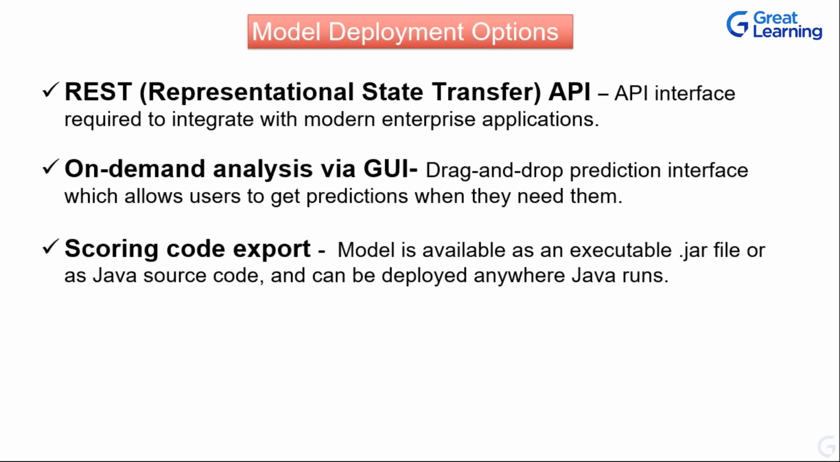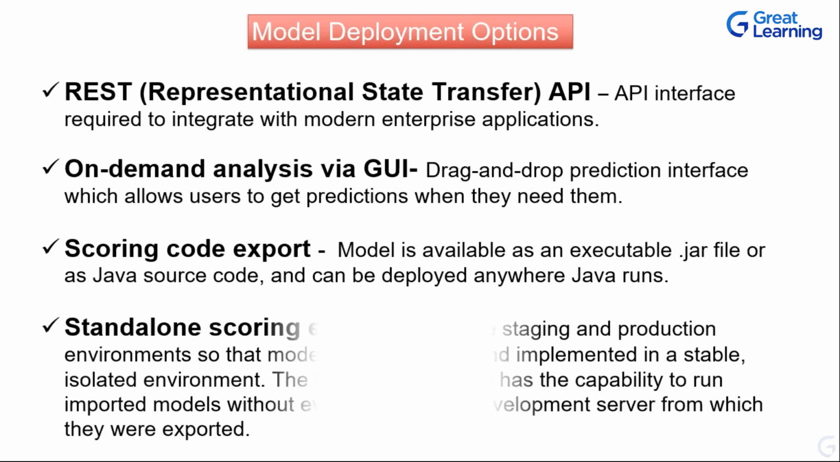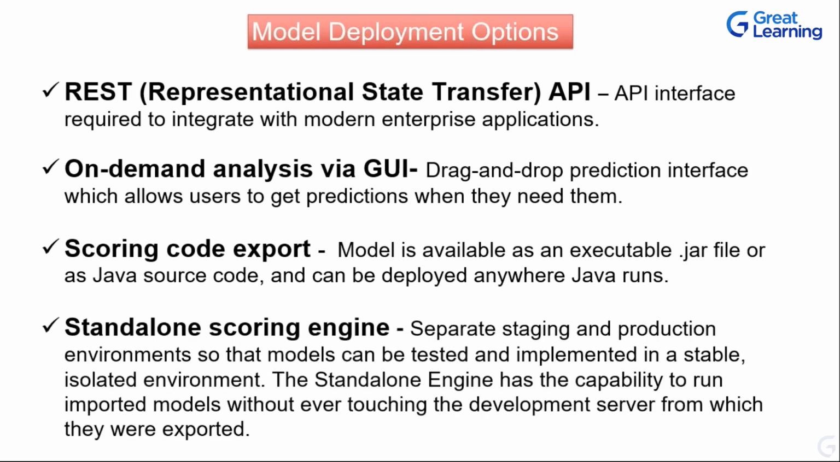It's just that I wanted to share with you an example of saying if you already have an application available, then this is also one of the modes of doing a deployment. Standalone scoring engine, it's a separate staging and production environment so that the model can be tested and implemented in a stable way. Now, staging and production are very common terms which are used for any kind of application which you deploy. Staging in layman's terms really means I'm setting the stage right before I go and do a production. Okay.